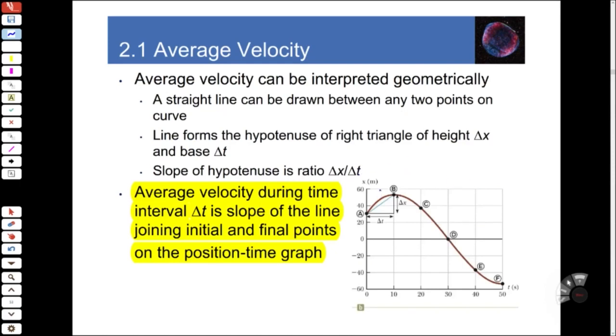The meaning of the average velocity can be seen best in this graphical representation. As I mentioned, delta x over delta t, which is the average velocity of these two points, is the slope of this line connecting the points.